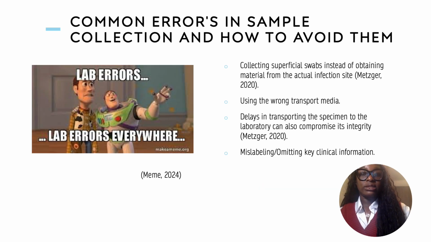Let's take a moment to address some common errors that occur during specimen collection and discuss ways to avoid them. One frequent error is collecting superficial swabs instead of obtaining material from the actual infection site. For example, swabbing a wound's exudate rather than its base can lead to the isolation of commensal organisms, which may not reflect the true pathogen. Another issue is using the wrong transport medium. Anaerobic pathogens, for instance, require specific conditions to remain viable. Failure to use the correct media can render the sample unsuitable.